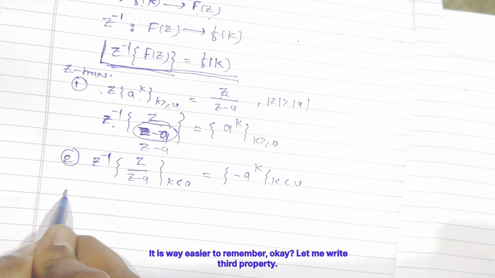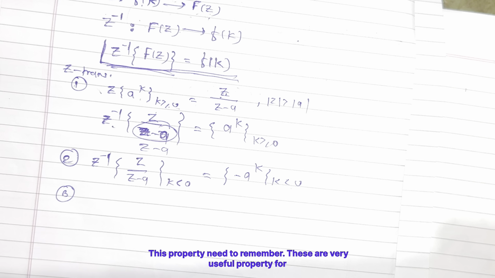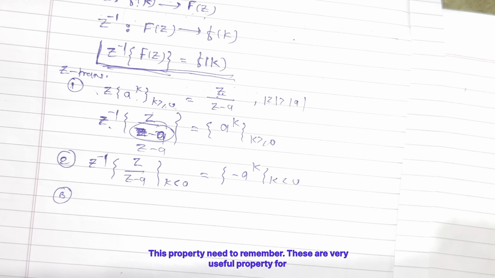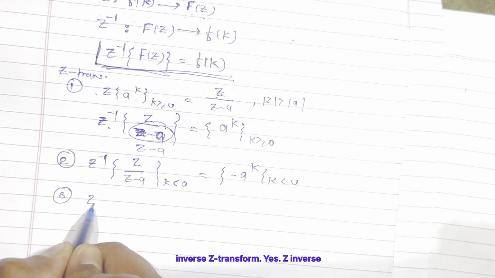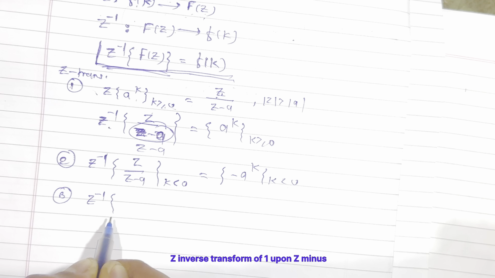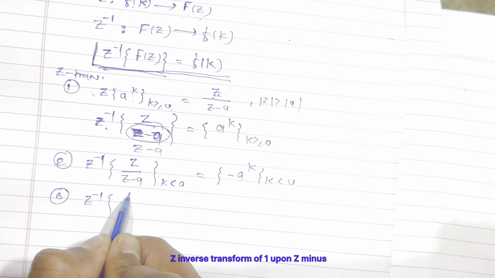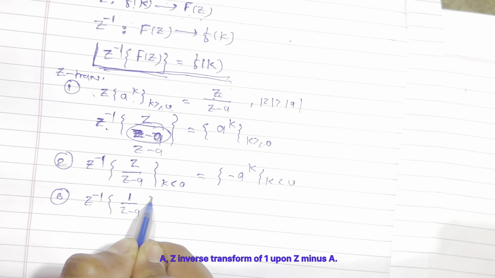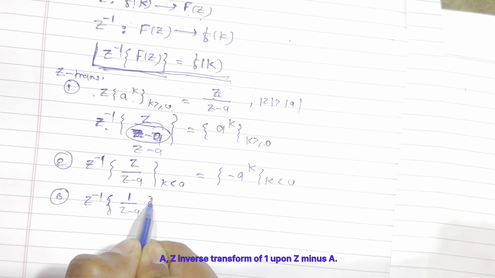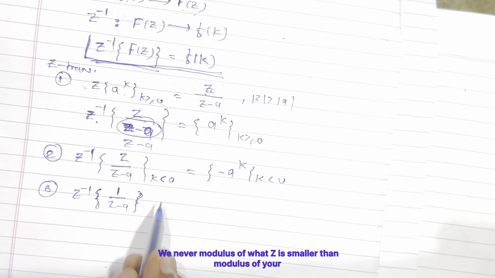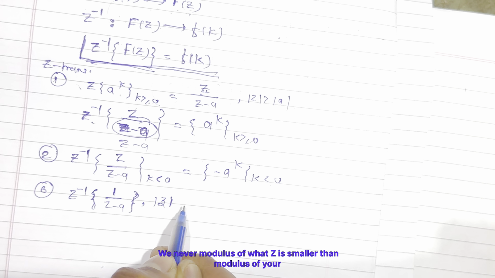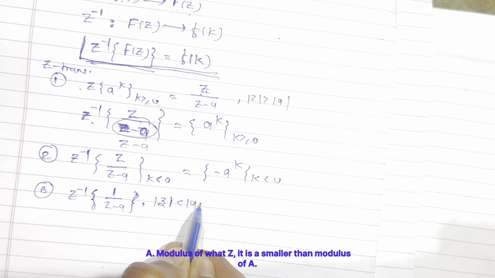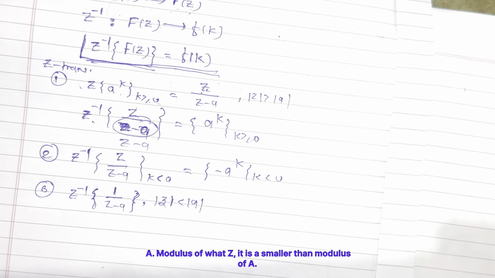Okay, let me write the third property. This property you need to remember. These are very useful properties for the inverse Z transform. The inverse Z transform of 1 upon Z minus a, whenever modulus of Z is smaller than modulus of a.